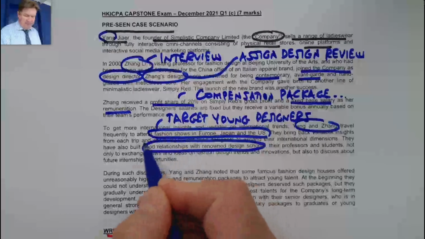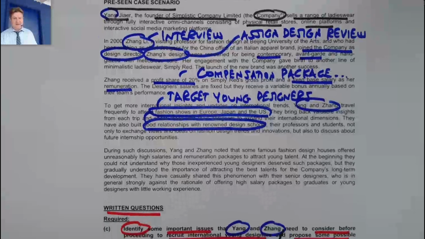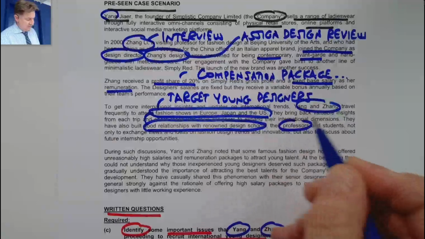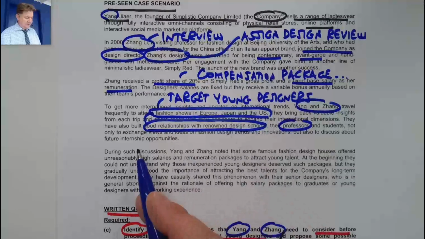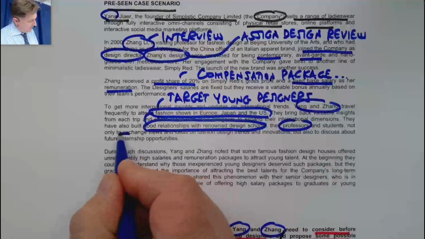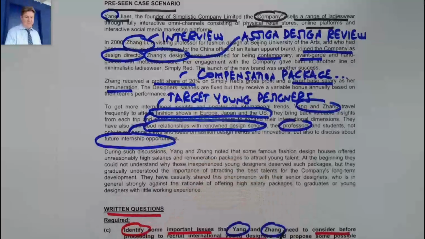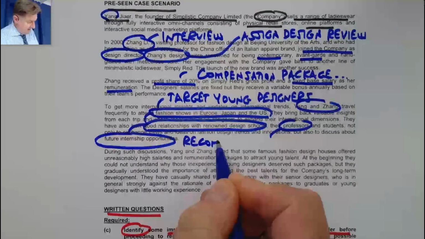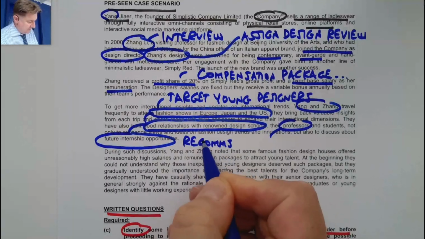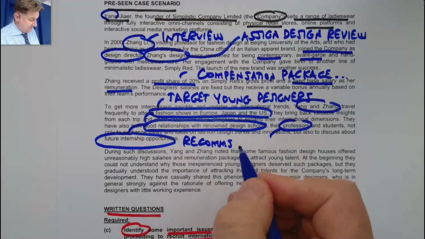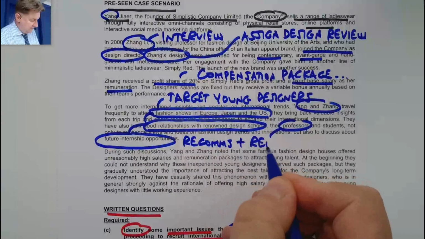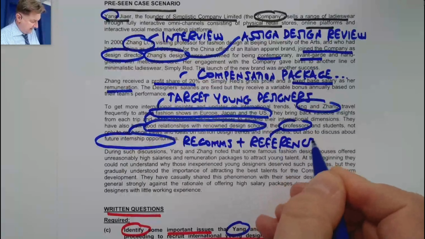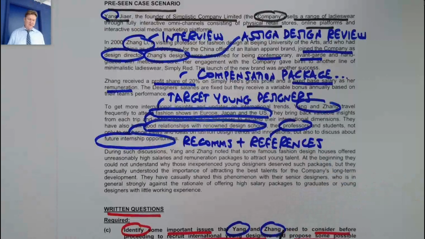So another place we could be thinking about targeting young designers here would be these design schools. It says their professors and students not only exchange views, but also discuss internships as well. So internships, short working opportunities, maybe professors as well. If we've got professors here, let's put a little bit short for recommendations. Maybe the professors could come up with some recommendations who they think would be attracted to an international role within our company. Definitely, the professors as well would be also good for references.